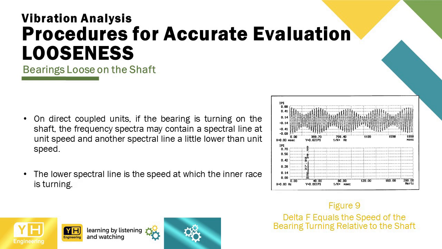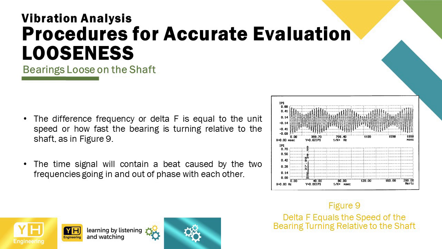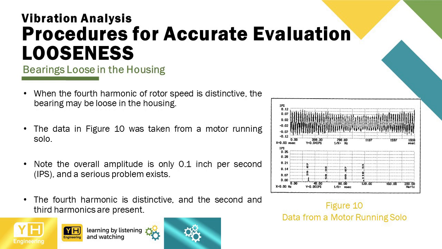On direct coupled units, if the bearing is turning on the shaft, the frequency spectra may contain a spectral line at unit speed and another spectral line a little lower than unit speed. The lower spectral line is the speed at which the inner race is turning. The difference frequency or delta F is equal to the unit speed or how fast the bearing is turning relative to the shaft, as in Figure 9. The time signal will contain a beat caused by the two frequencies going in and out of phase with each other.